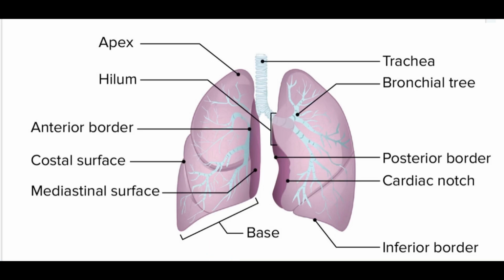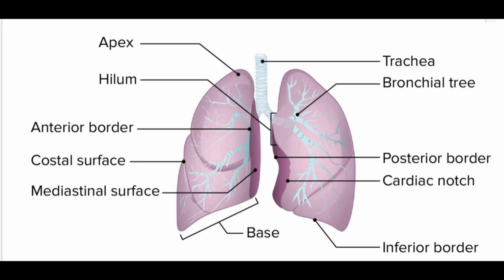Now let's go into the borders of the lungs. Remember that I said that the lungs have three borders, okay? Let's talk about the anterior border first. The anterior border, unlike the posterior border, is thin, okay? And it is shorter than the posterior border.